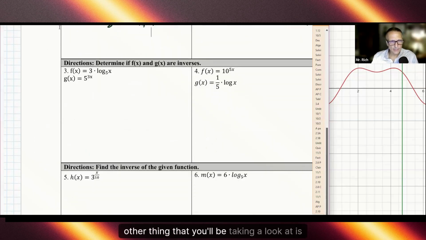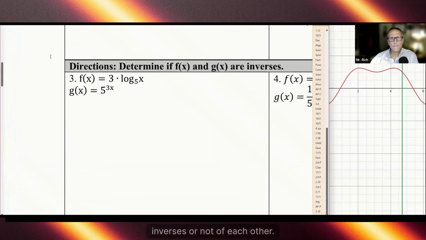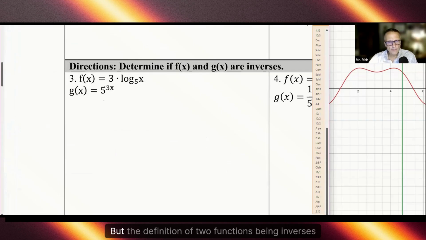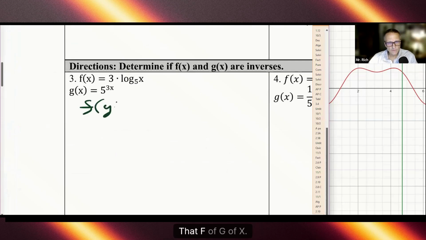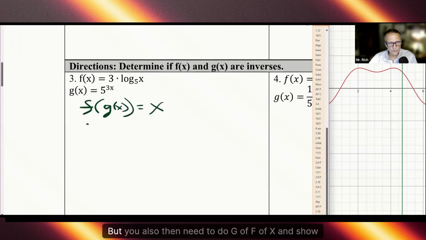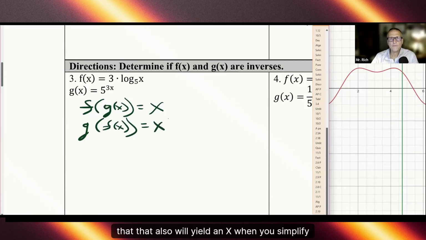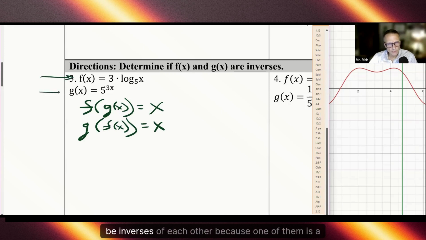All right, the other thing that you'll be taking a look at is determining whether two functions are actual inverses of each other or not. And this goes all the way back, I guess, to Algebra 2, maybe Algebra 1, I don't remember. But the definition of two functions being inverses of each other is this: f of g of x, when you stick one function into the other, you need to get an answer of x, but you also then need to do g of f of x and show that that also will yield an x when you simplify it. So we have to do both of those.